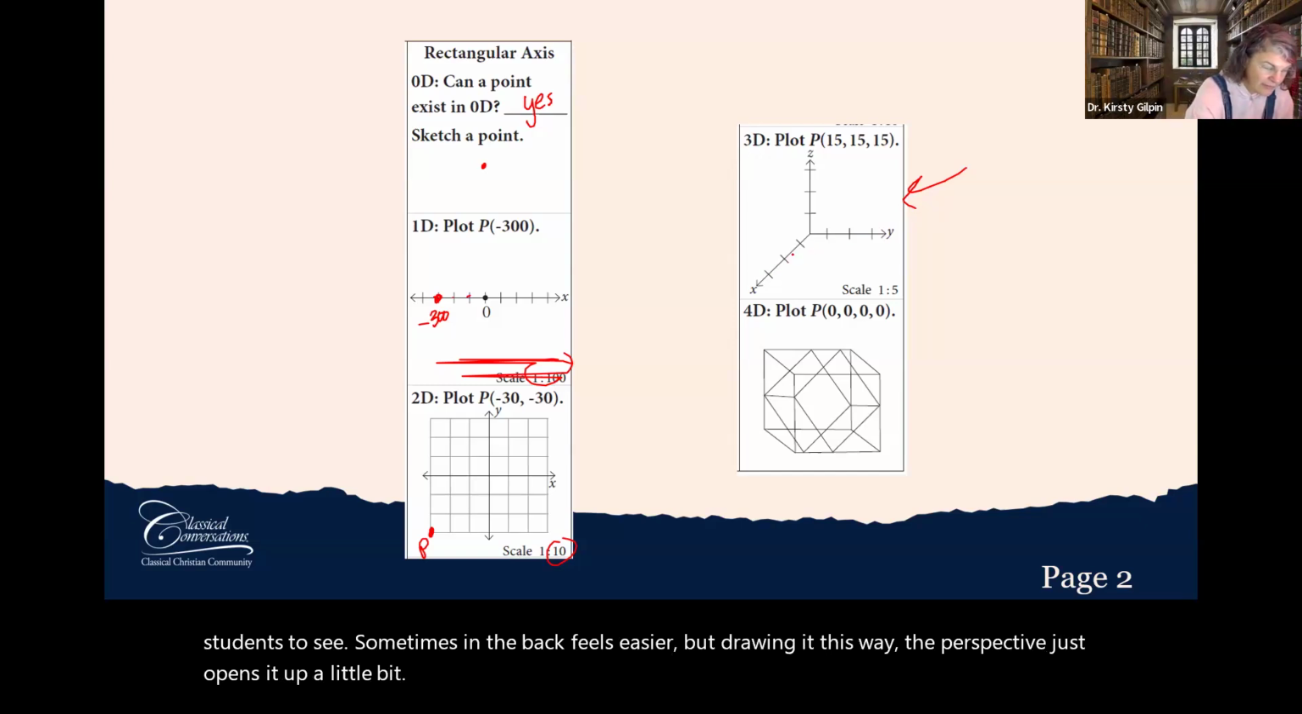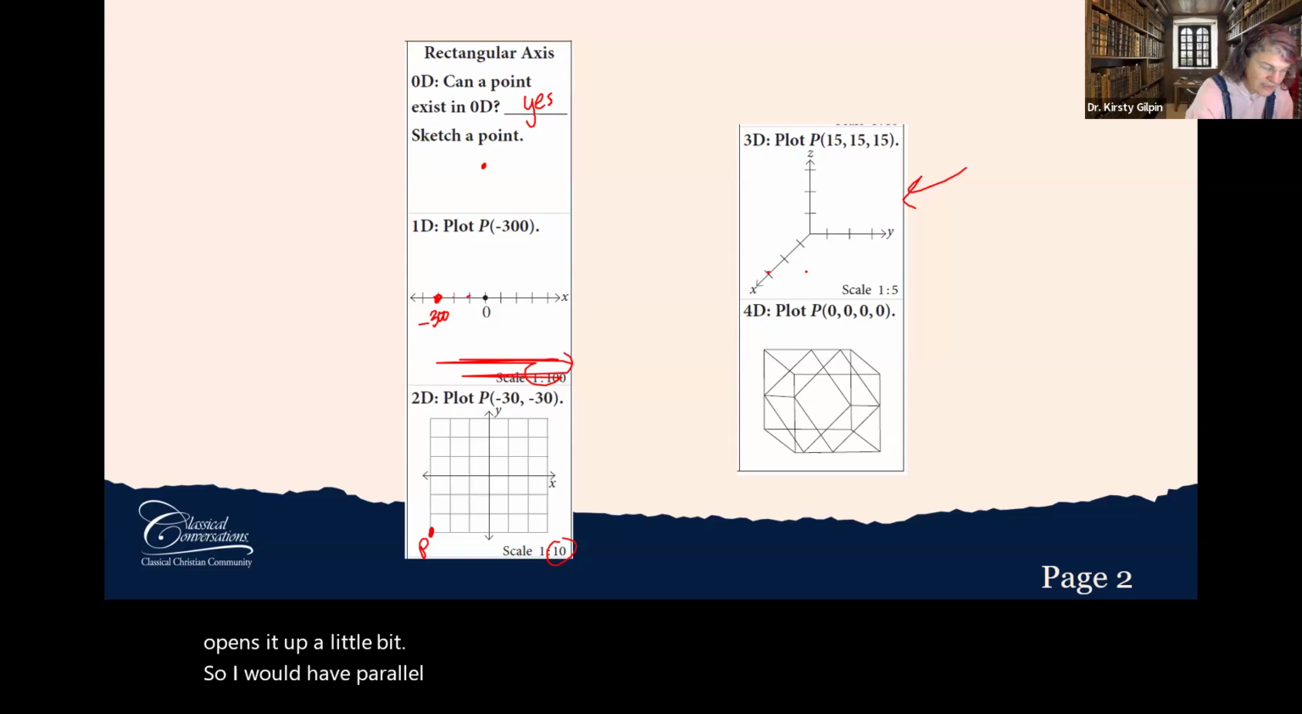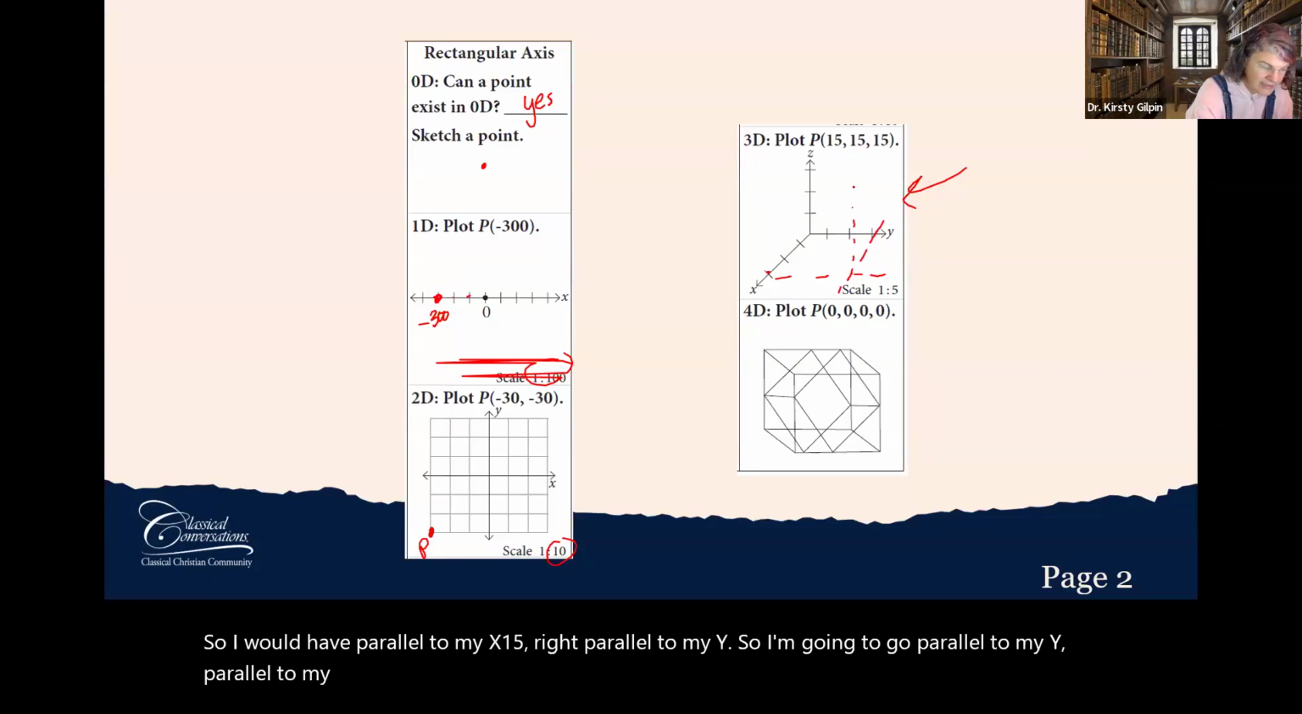So I would have parallel to my X 15, right? Parallel to my Y. So I'm going to go parallel to my Y, parallel to my X, and then parallel to my Z. And I need to go up 15. And so here's my 15, 15, 15.